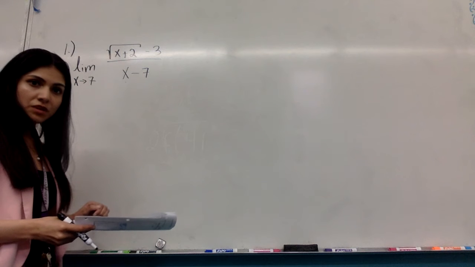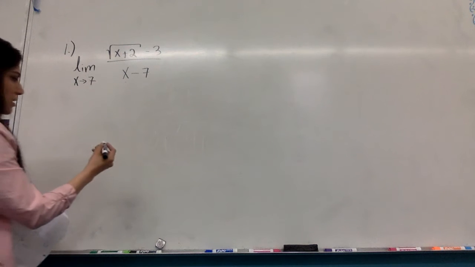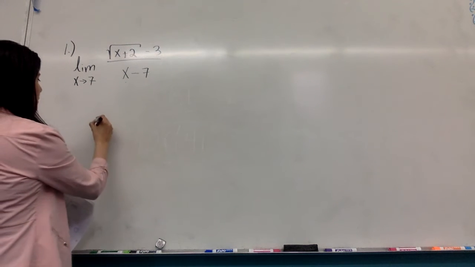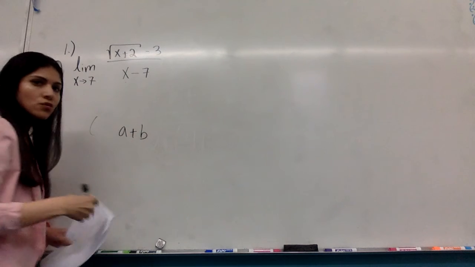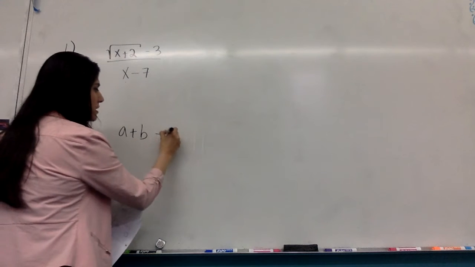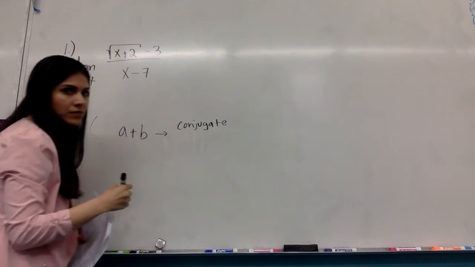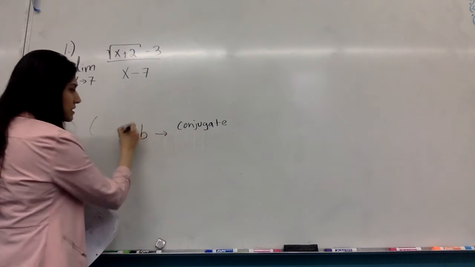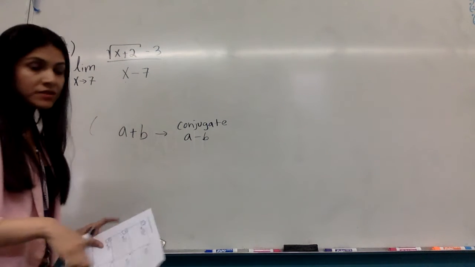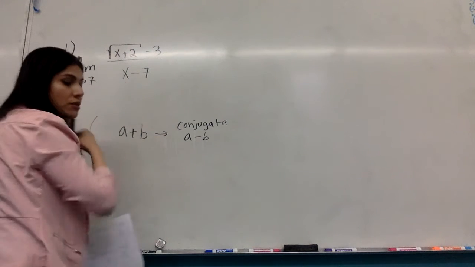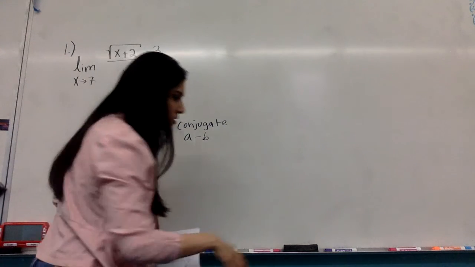This type of problem was near the beginning of the year when we learned about multiplying by the conjugate. So for example, if I tell you a plus b and I ask you what is the conjugate of a plus b, the conjugate simply negates the sign. So instead of a plus, it's a minus. So a plus b, my conjugate is a minus b. That's just a refresher. When you have square roots found in your limits, we usually use the technique of multiplying by the conjugate. And you'll see why in this example.